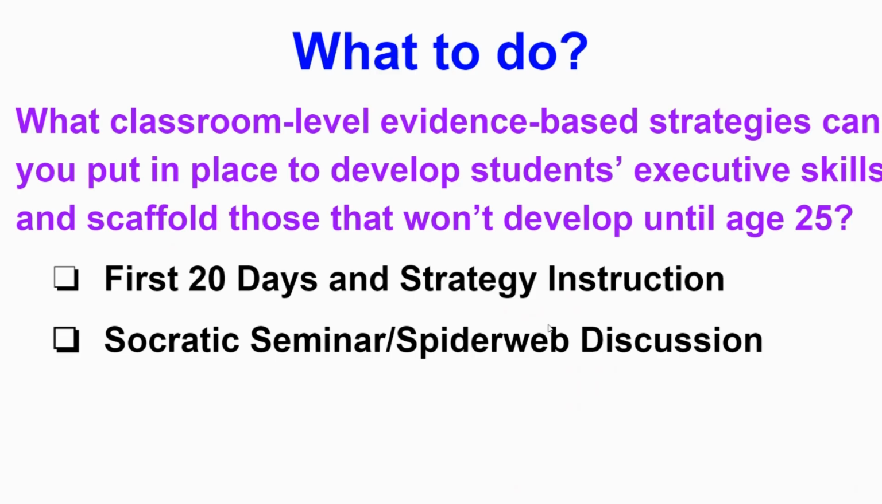So, there are some classroom level evidence based strategies you can put in place to develop students' executive skills, and you're going to scaffold them until age 25 or earlier. Some students, I mean, everybody's different. Some students are going to be able to do these things at 13 because someone has already taught them, and that's great. But we still have to do it for everybody else because that's our job. So, we're going to talk about two different things today. We're going to do a quick talk about first 20 days and strategy instruction, and then another quick talk about Socratic seminar and spiderweb discussion, and then hook you up with some resources so you can continue the conversation if this sounds good to you.